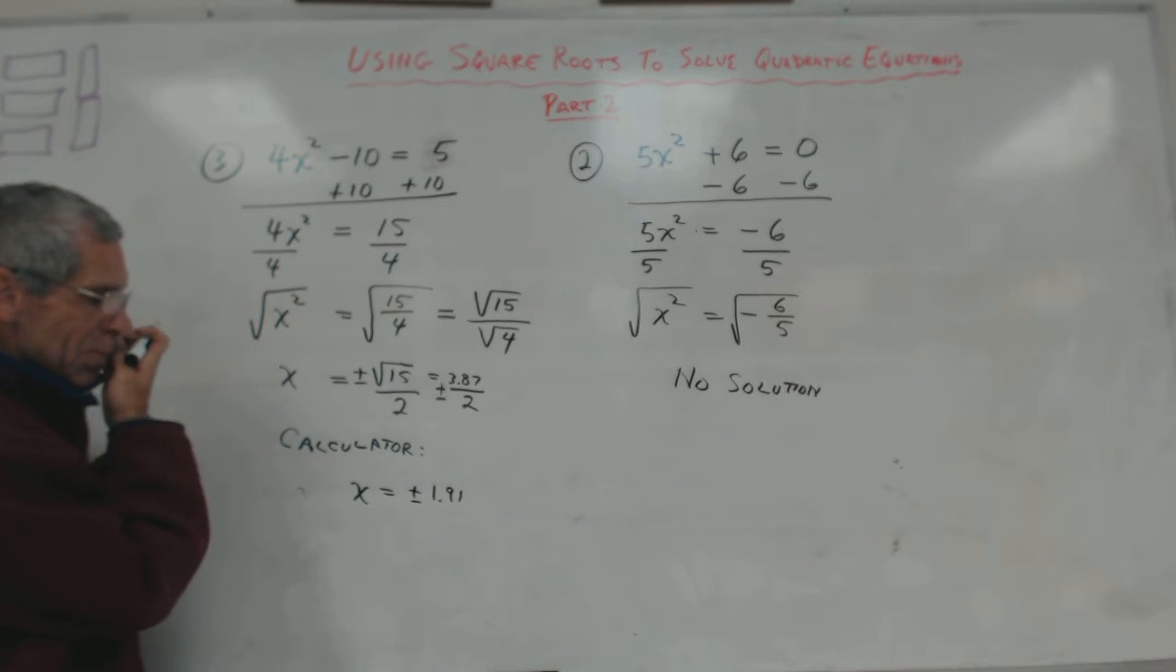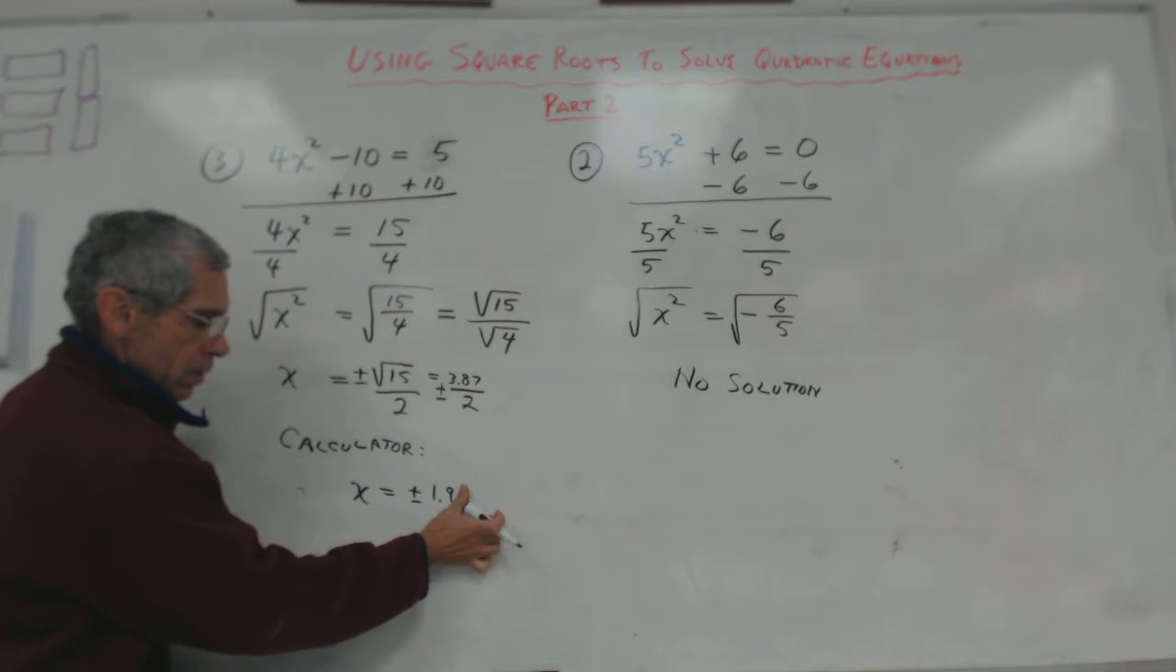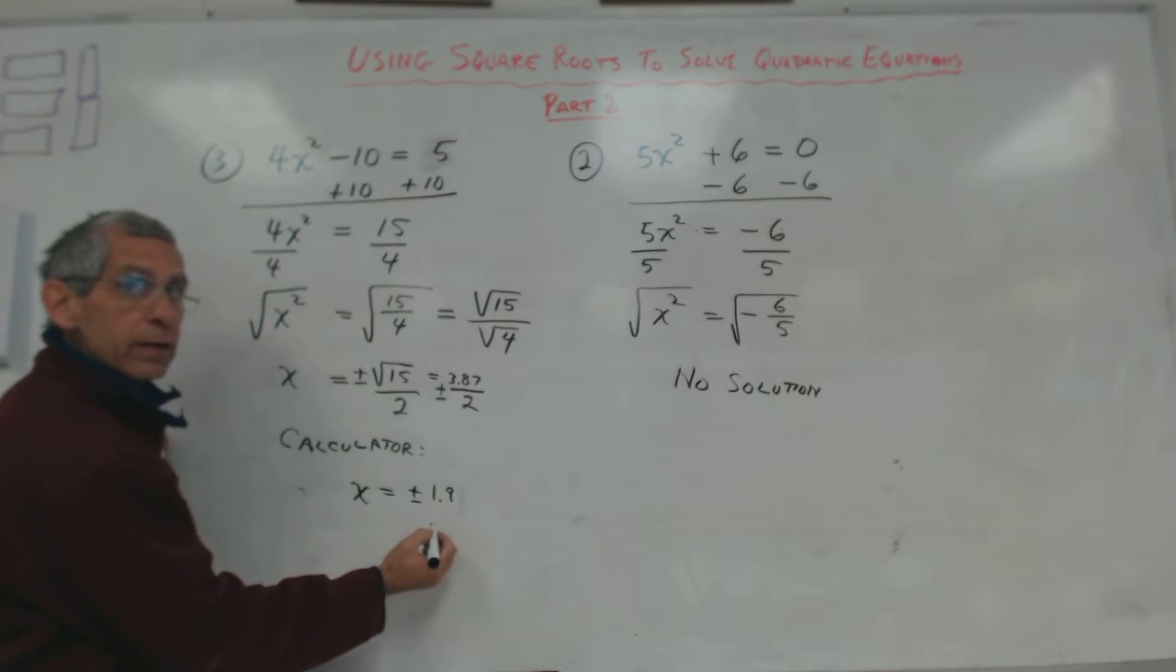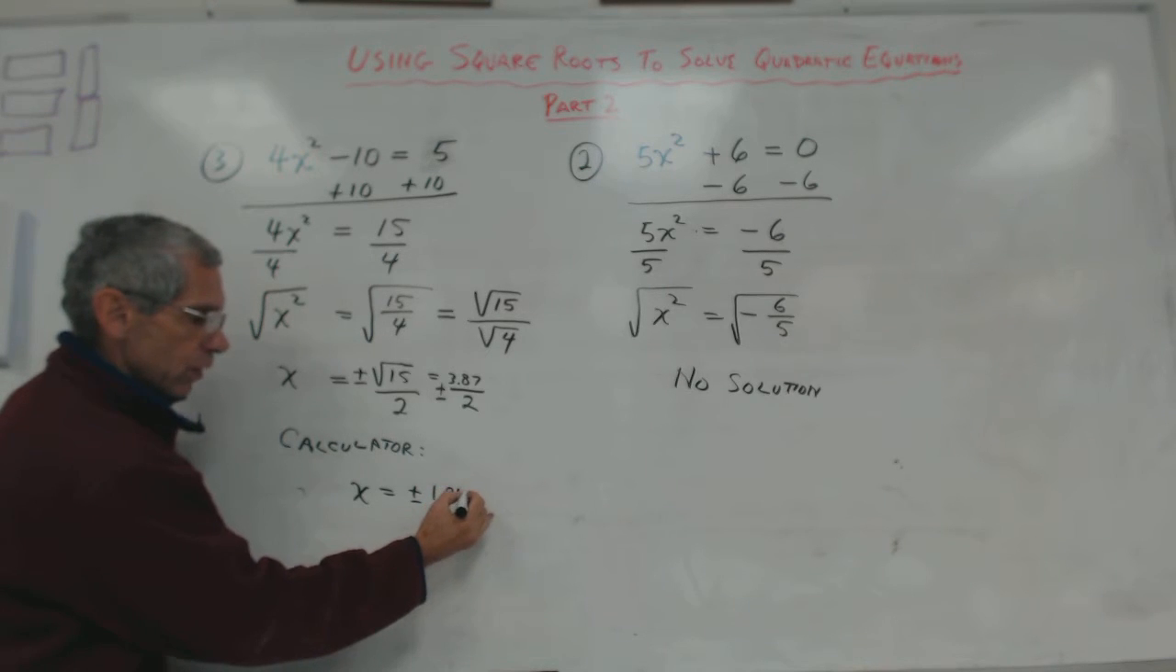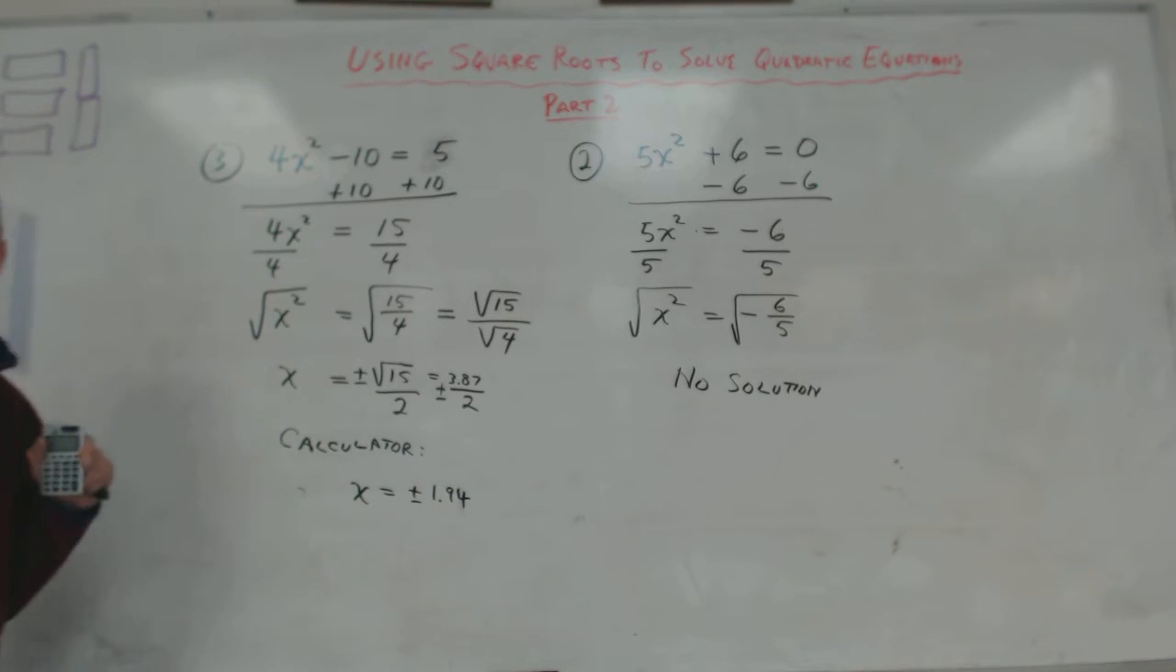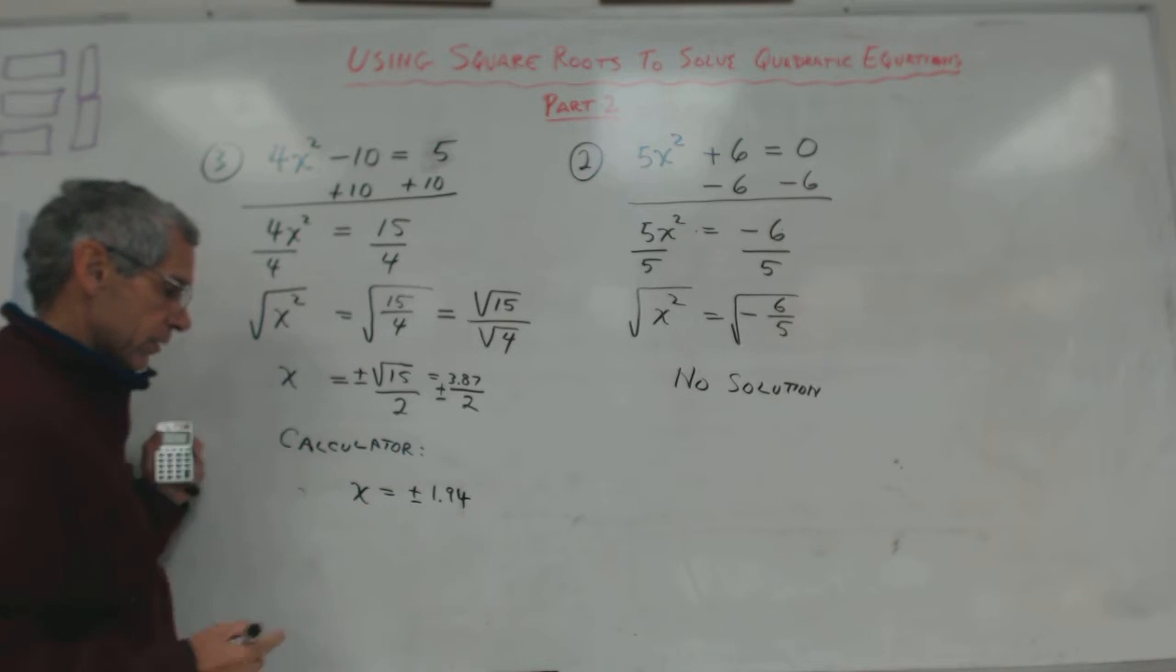1.91. I got 1.935. Yeah, same. Okay, so 1.9 what? 1.935, 1.94. Yep. I want it up to the hundredth place, okay?